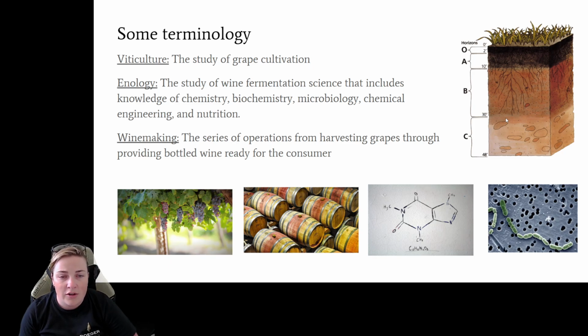And then there's winemaking itself. The act of winemaking involves a knowledge of enology, right? But it's the series of operations from harvesting grapes through providing bottled wine ready for the consumer. So that is the act of winemaking. So in a lot of smaller wineries that are local, a lot of times the winemaker is the enologist and is the viticulturist as well.